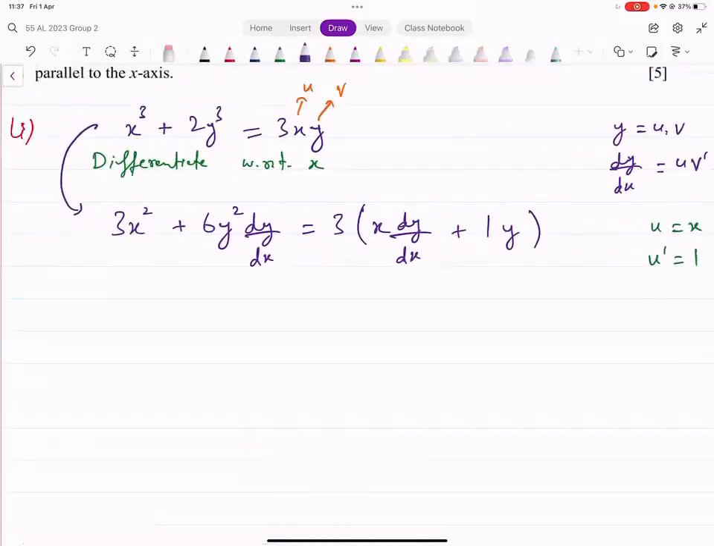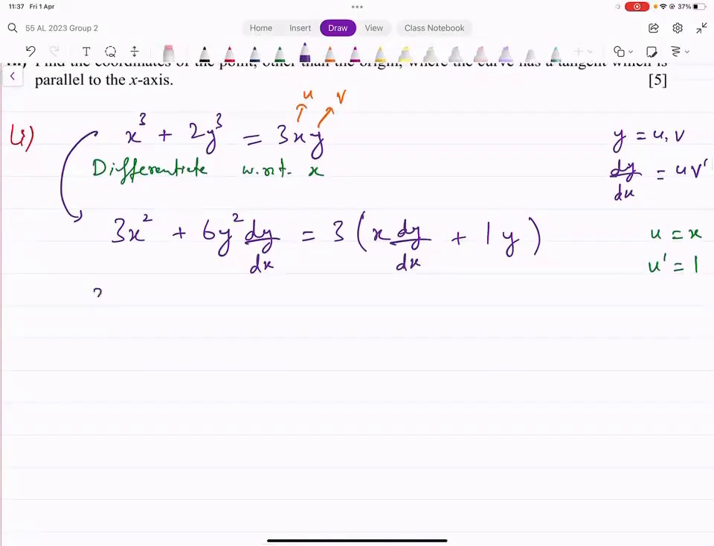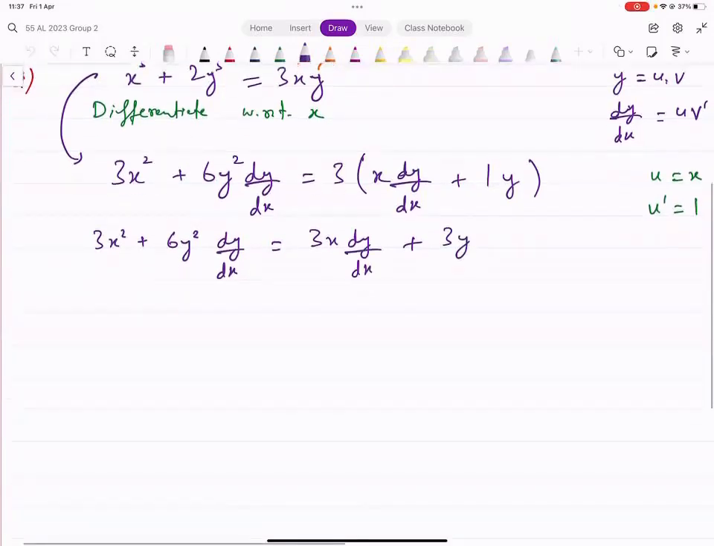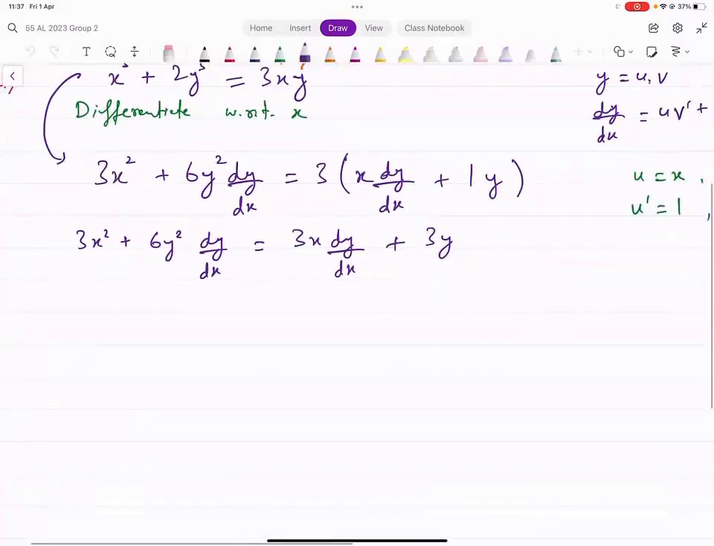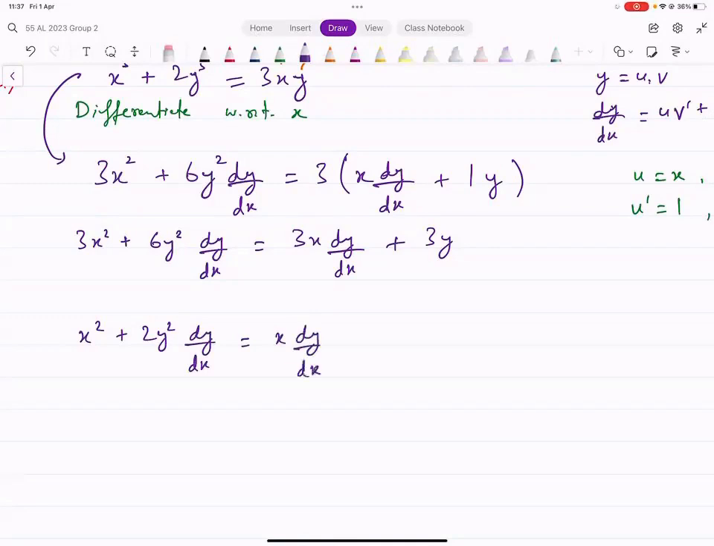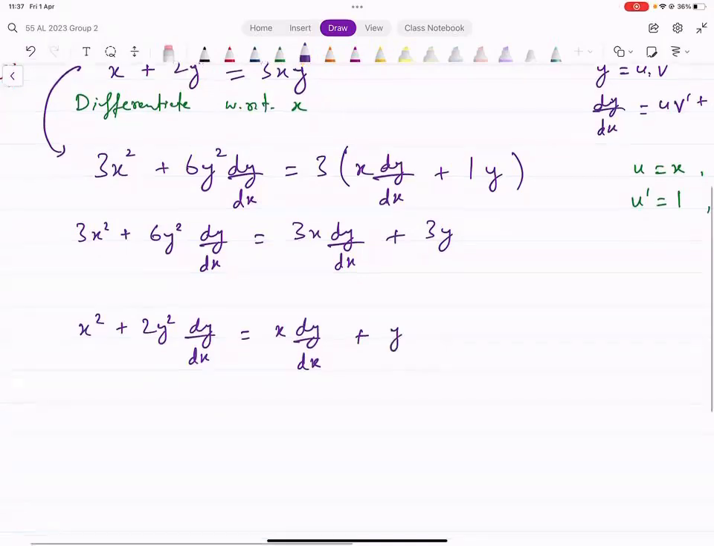Now we need to make dy over dx the subject. वो हमारे पास वो फॉर्म आ जाएगी. फिर इसको थोड़ा सिंप्लीफाई कर लेते हैं. We have 3x square plus 6y square dy over dx equals 3x dy over dx plus 3y. अच्छा, लेकिन सिंप्लीफाई दिस 3 से डिवाइड कर दें पूरे इक्वेशन को. अगर 3 सब में आ रहा है, 3 का फैक्टर, it's x square plus 2y square dy over dx equals x dy over dx plus y. This is what we have.